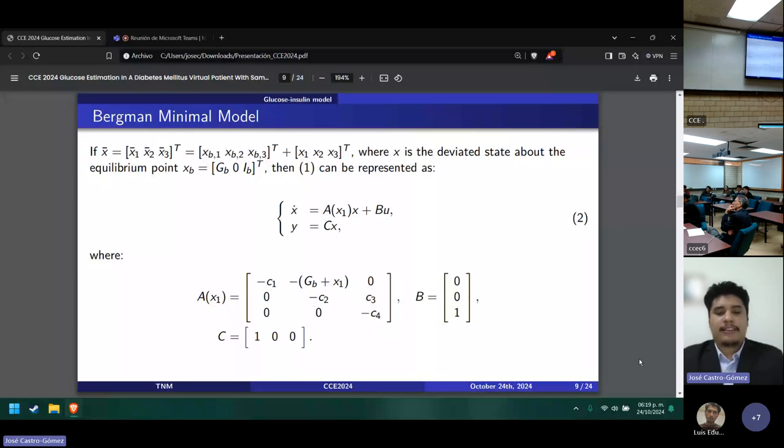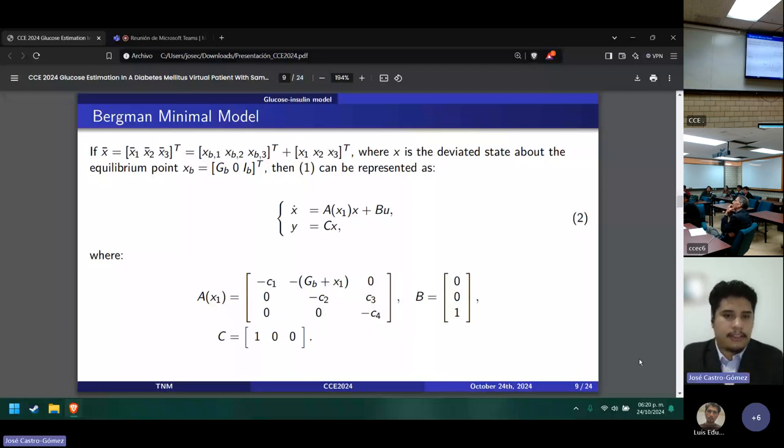The minimal model can be seen as the sum of two different models: the first one is the equilibrium point X_b, that is the basal value of a patient that hasn't eaten for some time, and x1 that is the state about the equilibrium point. So we can work only with the deviation state, transforming the problem into a regulation problem.